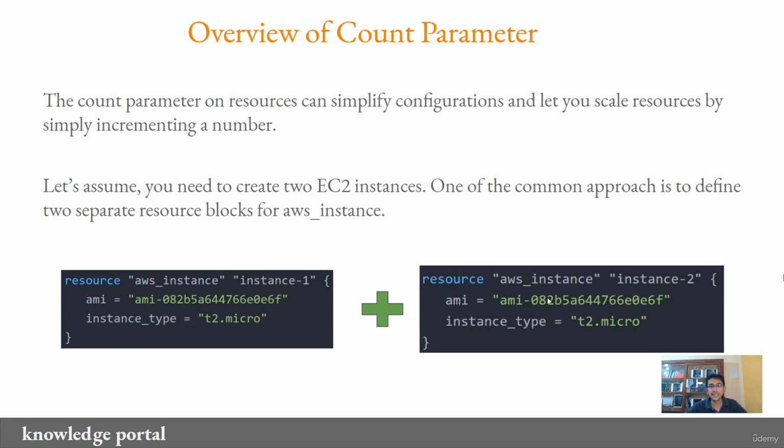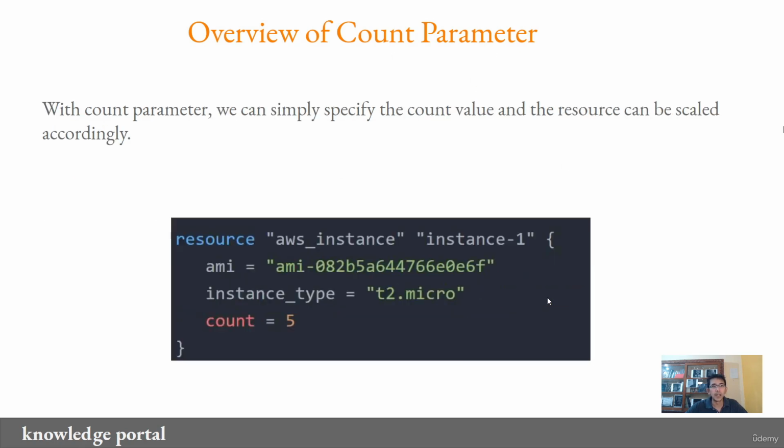So what you can do instead is make use of the count parameter. With the count parameter, you can simply specify the count value and the resources can be scaled accordingly. All you have to do is specify count is equal to 5 or maybe count is equal to 20. Then 20 EC2 instances will be created. So this is a much better approach. Let's try this out.